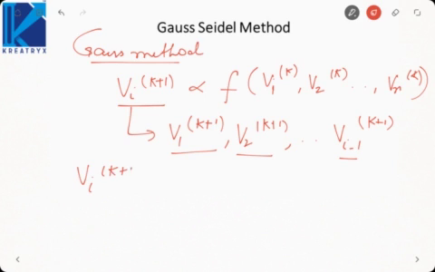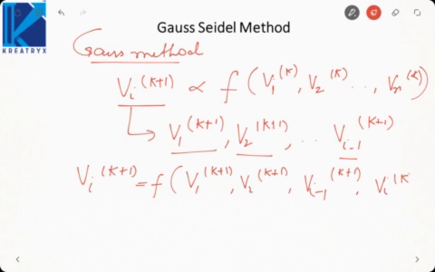That is what I will write: Vi k plus 1 is a function of V1 k plus 1, V2 k plus 1, up to Vi minus 1 k plus 1, then Vi k up to Vn k. So whatever new voltage you calculate, just substitute in the expression. Like in the last lecture we solved an example, whenever we are determining V3, we will use the latest value of V2. That way we will achieve a faster convergence.